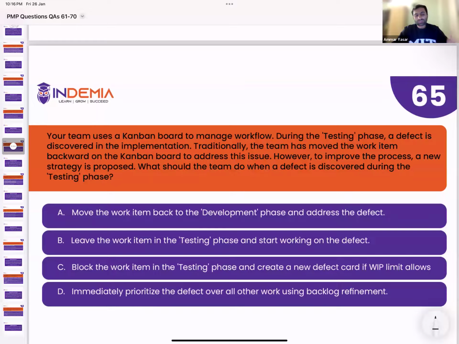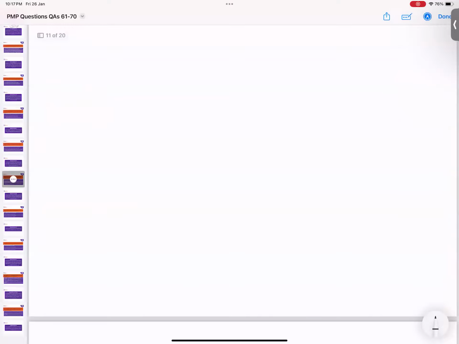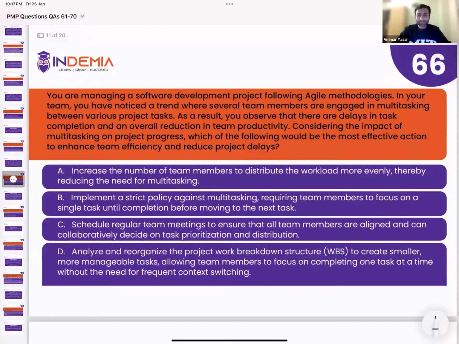So blocking means keeping the card there. We are not moving it ahead or backward. So blocking does not mean you are removing it. Blocking means it would stay there until the defect is resolved. Okay, yeah, thank you. Ammar, got it clear. Can you show that question 66? Yes, please, quickly.